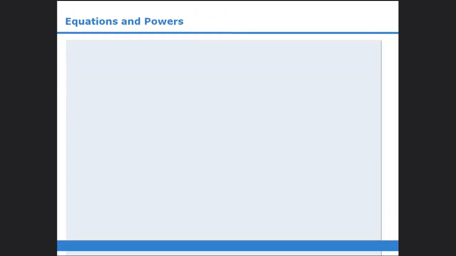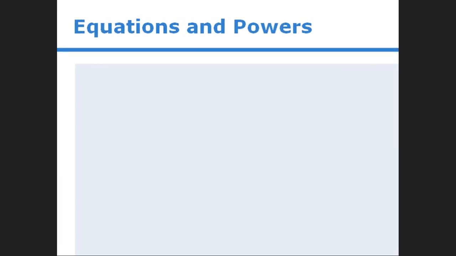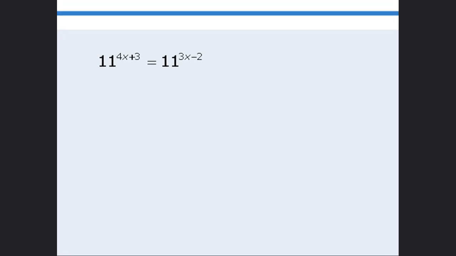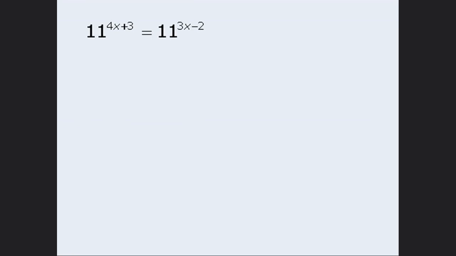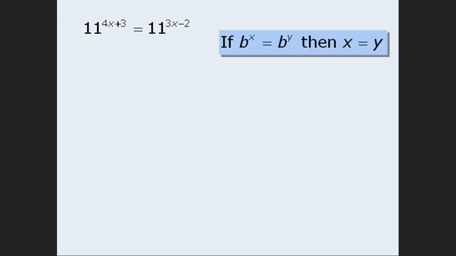In this lesson, we will learn how to solve equations involving powers. In particular, we'll solve equations where the variables are in the exponents, as they are here. Notice that here we have base 11 on both sides of our equation. Well, we happen to have a nice rule that says if b to the power of x equals b to the power of y, then the exponents, x and y, must be equal.